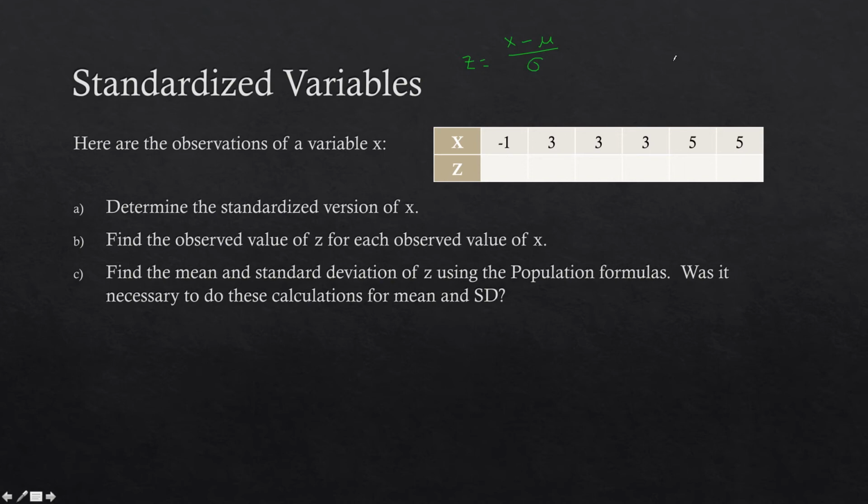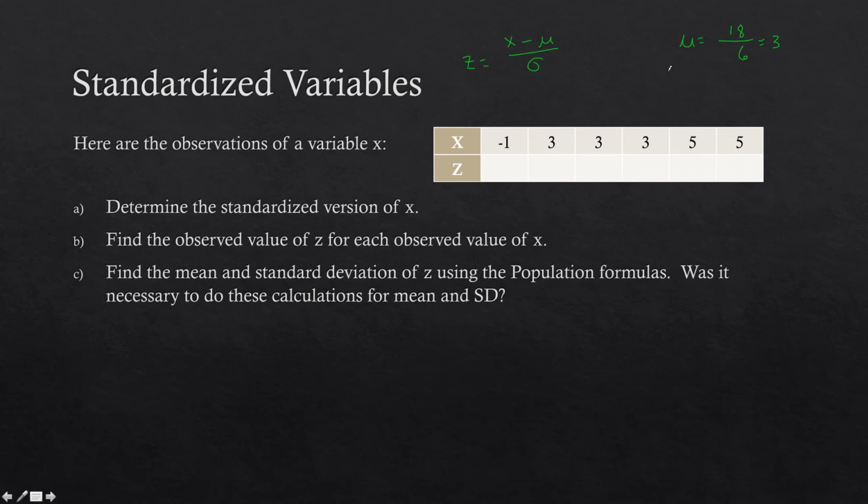So take all your X values, add them up. So -1 plus 3 plus 3 plus 3 plus 5 plus 5. Add them all up, and that should give us what? That gives us 18, it should. And then how many do we have? We have 6. So that should give me a population mean of 3.